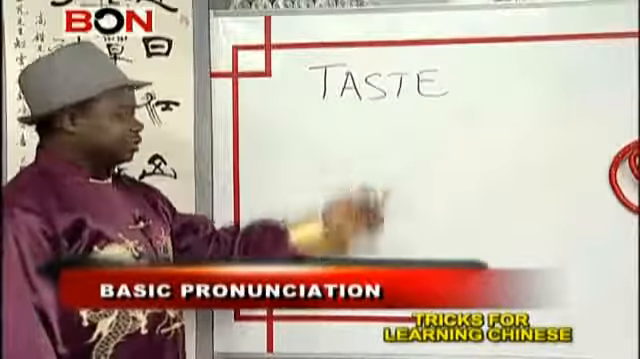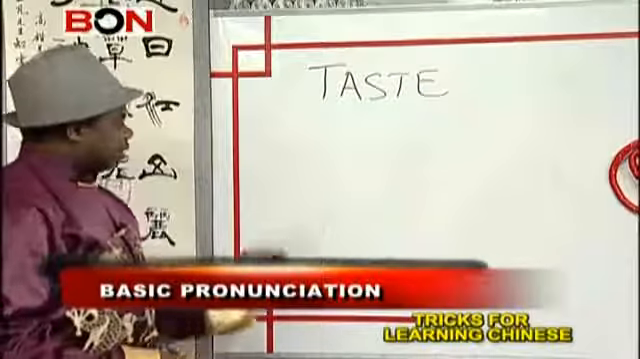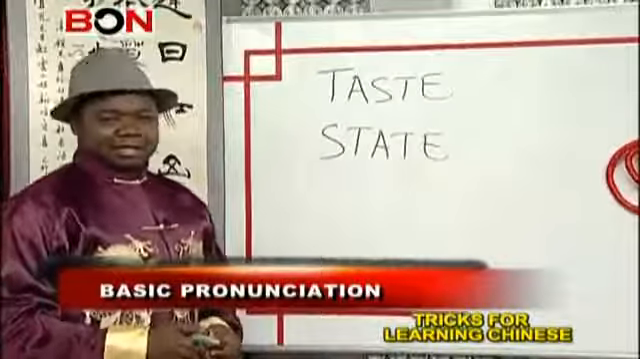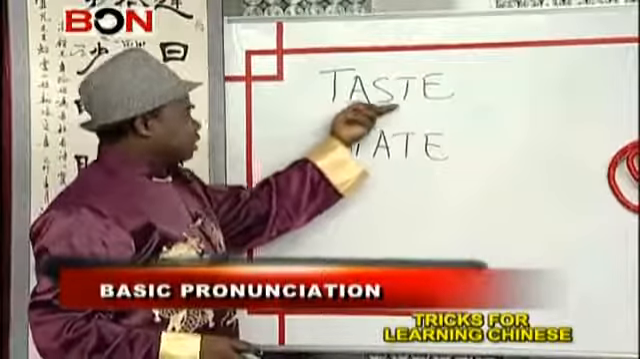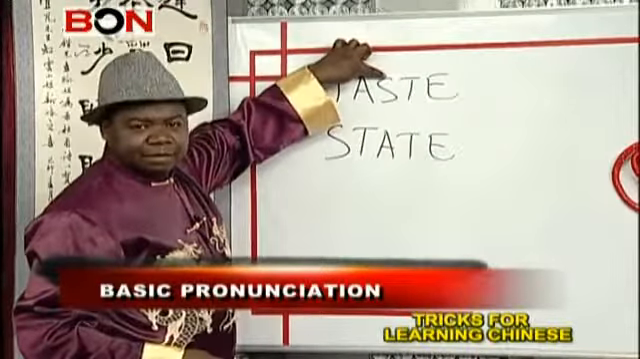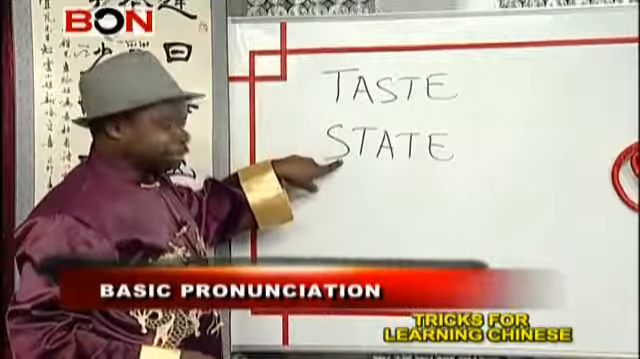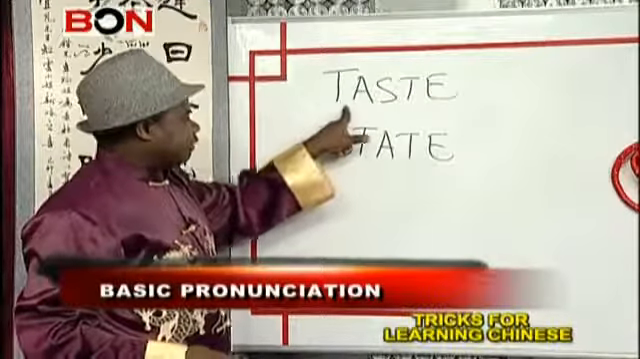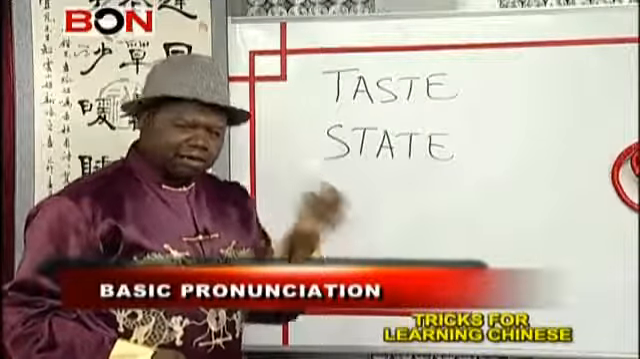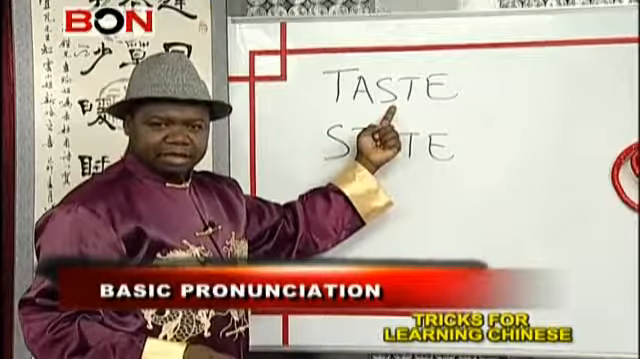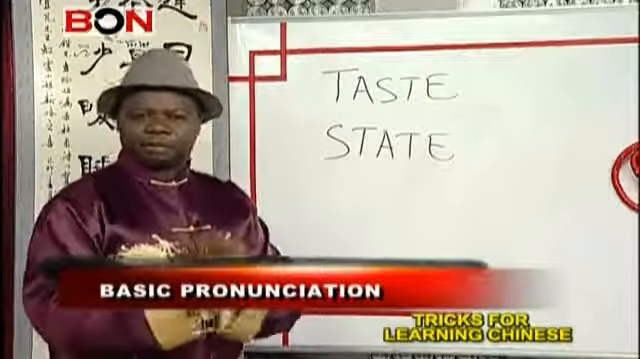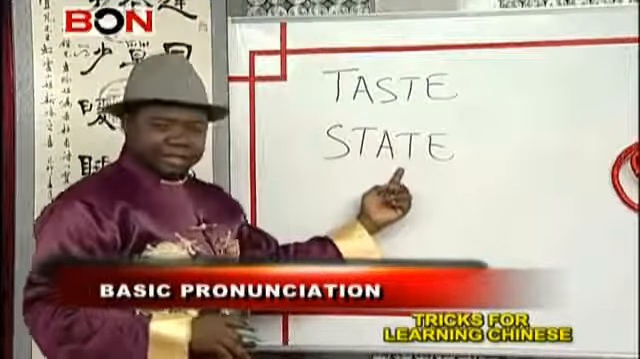Taste. This is an English word, right? So, let me write another word. State. It's also an English word. Actually, we are using the same letters here. I just displace this S. I move it to the first place, you see? So instead of taste, I got state. And only for the fact that I changed the position of one letter, it's enough to completely change the meaning. From taste, I got state.